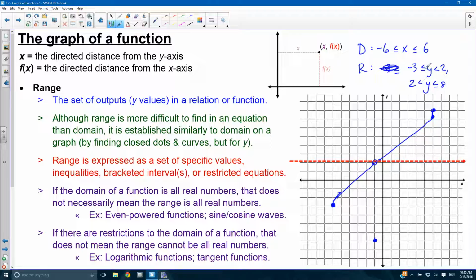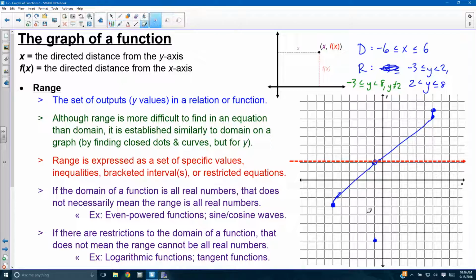Now, I don't just want to say y can't equal 2. The main reason is because it's not all real numbers outside of that. So you could also put -3 to 8, where y can't equal 2. Okay? So you can do something like that. You can have that kind of jump.